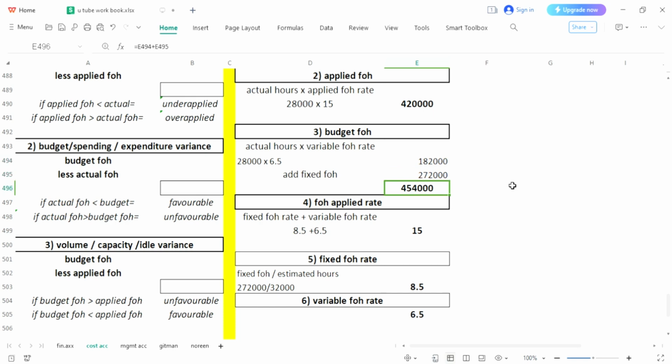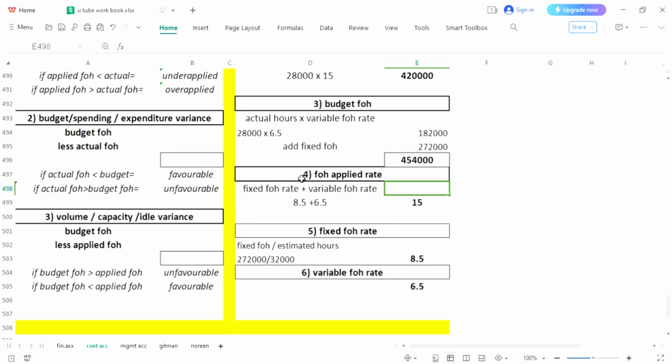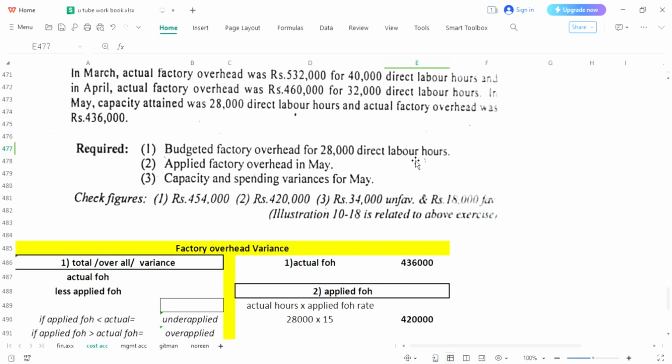Let's see if answers are given. Budgeted factory overhead for 28,000, first requirement, and this budget FH we have calculated for May, and the answer is 454,000, and here the answer is also 454,000. Applied FH was asked in the second, 4,20,000, and you can see applied FH was calculated over here, 4,20,000. It means two answers we have already calculated.